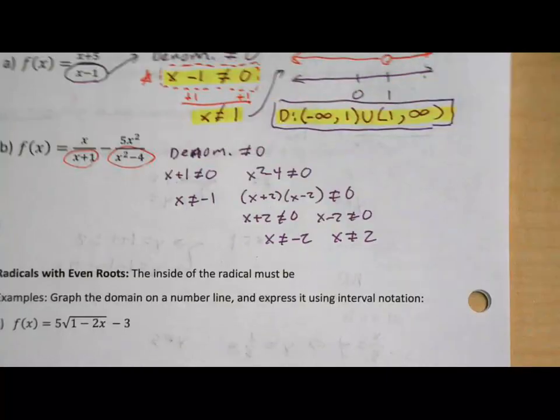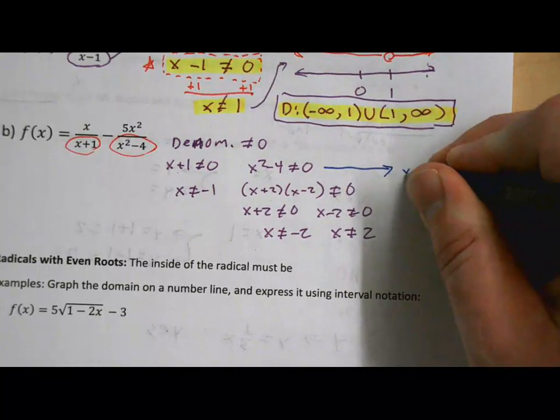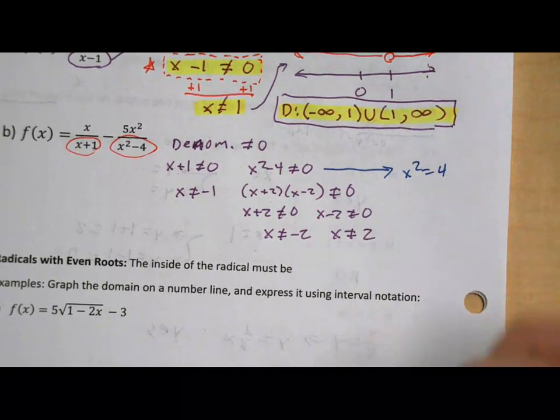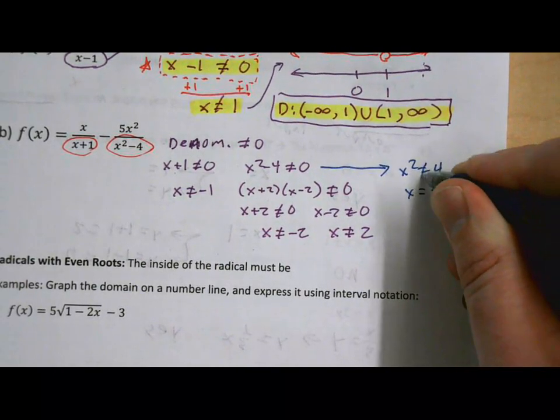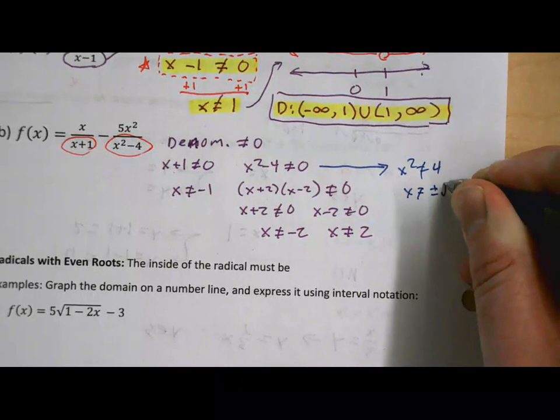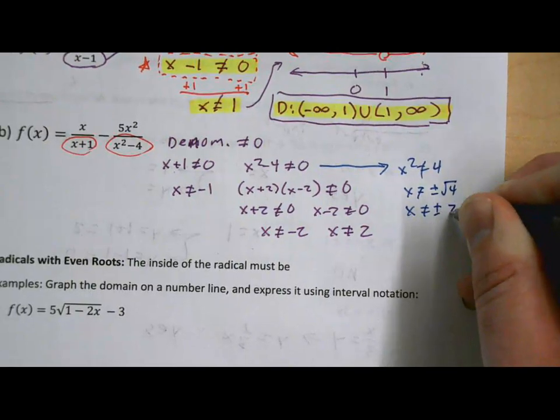There is another way to solve these. Might be a little bit quicker. From here, I could have gone x squared equals 4, and then taken a square root on both sides. You would get x not equal to plus or minus square root 4, or x not equal to plus or minus 2.